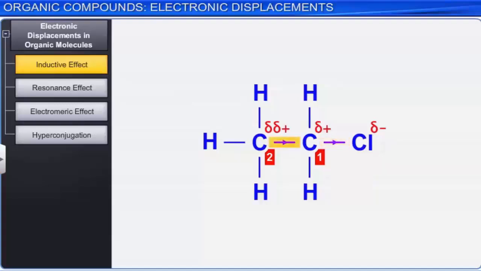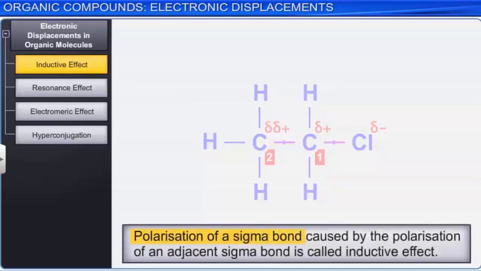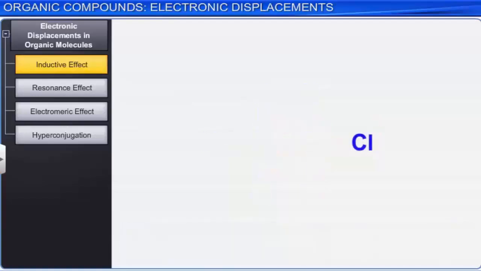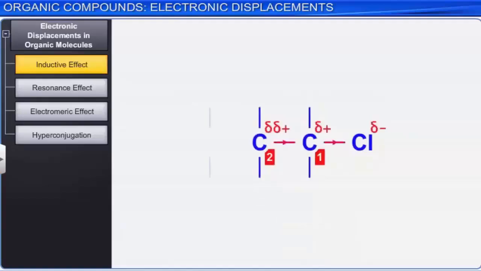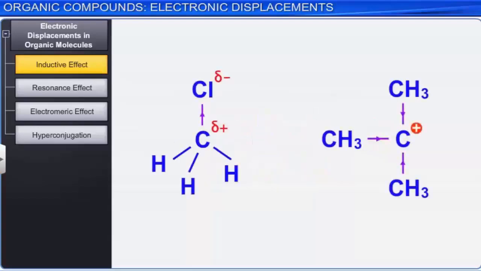Such polarization of a sigma bond caused by the polarization of an adjacent sigma bond is called inductive effect. Inductive effect decreases as the distance from the source atoms increases. The inductive effect is related to the ability of a group to either withdraw or donate electron density to the attached carbon atom of the alkyl group. If any atom or group attracts electrons more strongly than hydrogen, it is classified as electron withdrawing group and is said to have a minus inductive effect.